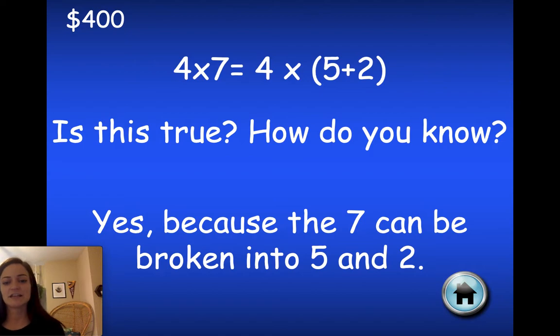Yes, because 7 can be broken into 5 plus 2. So when we said parentheses first, we could say 5 plus 2 is 7. 4 times 7 is 28. 4 times 7 is 28. So yes, they are equal, or they're balanced on both sides.